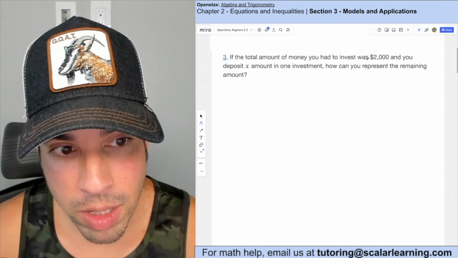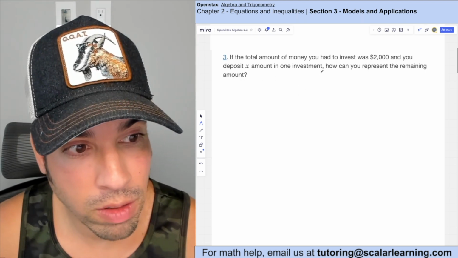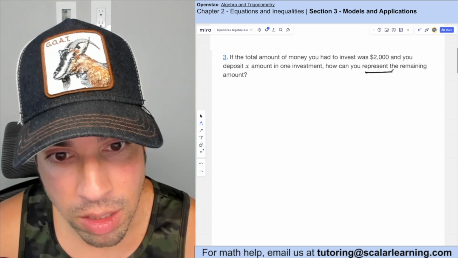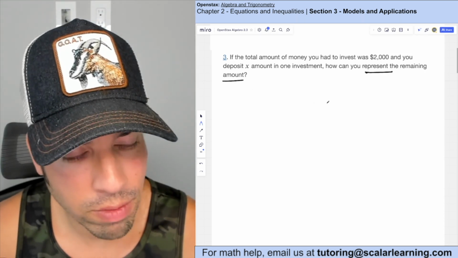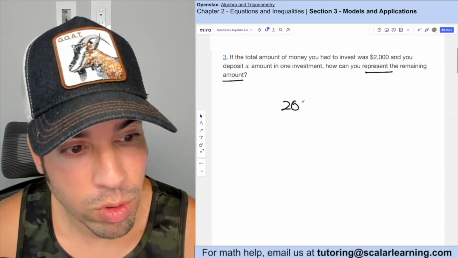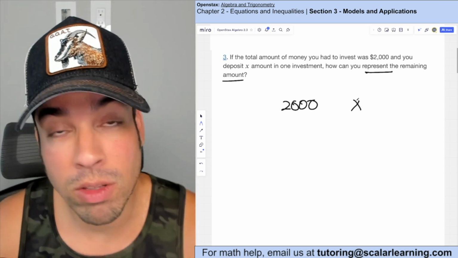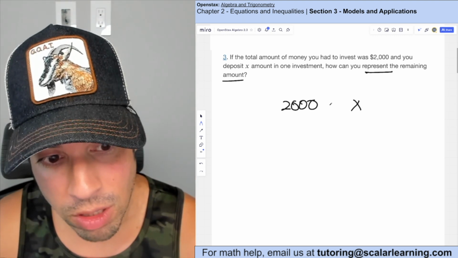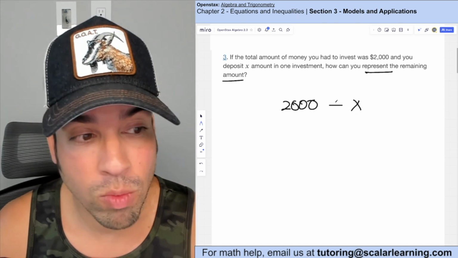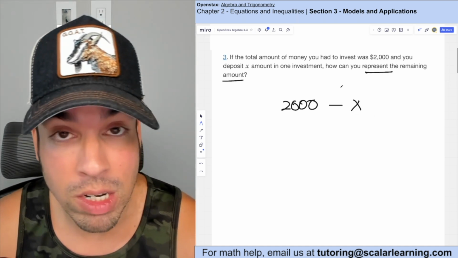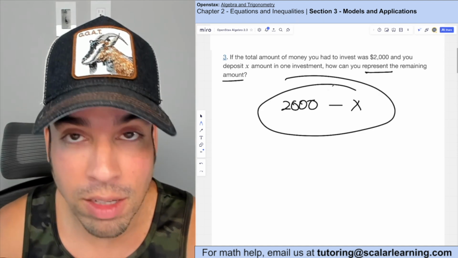If the total amount of money you had to invest was $2,000 and you deposit x amount in one investment, how can you represent the remaining amount? So we want to invest a total of 2,000 and we've already deposited x. Well, the remaining amount that we want to deposit is going to be the difference of 2,000 and x. Say, for example, we deposited 500. The amount we're going to deposit still would be 1,500, aka 2,000 minus 500, 2,000 minus x, done.